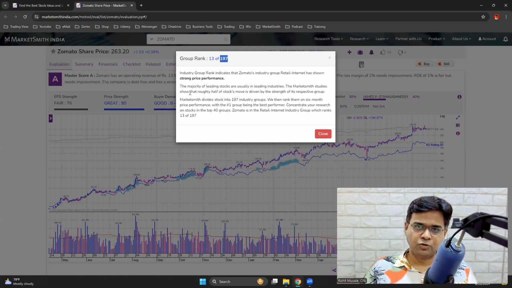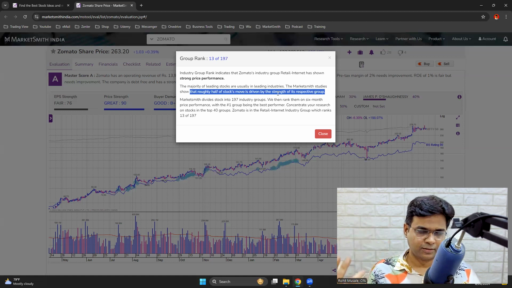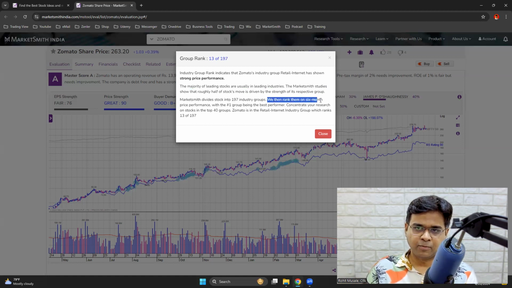The MarketSmith studies show that roughly half of a stock's move is driven by the strength of its respective group. What does this mean? So let's say if the stock goes up 20% in 1 year, okay, 10% of that move is attributable to the strong industry performance. Okay. MarketSmith divides stocks into 197 industry groups. We then rank them on 6-month price performance, with the number one group being the best performer. Concentrate your research on stocks in the top 40 groups. Okay. Zomato is in the retail internet industry group, which ranks 13 out of 197.